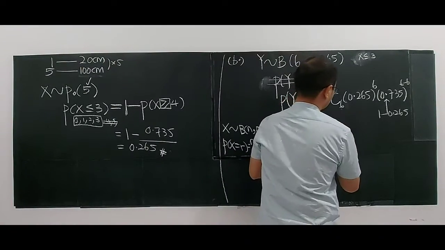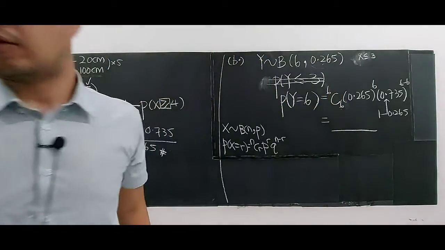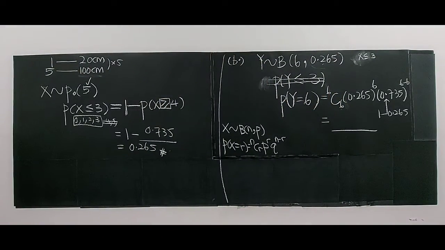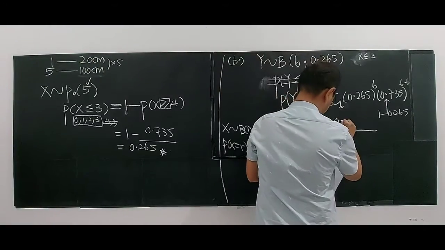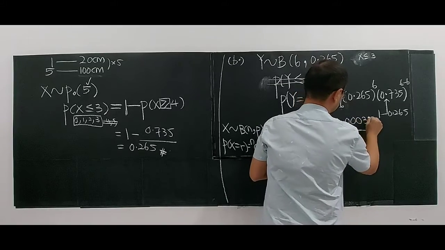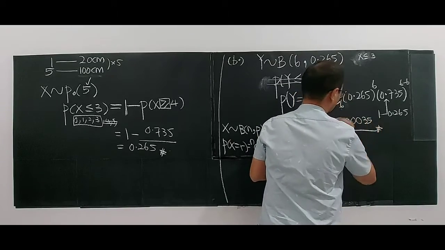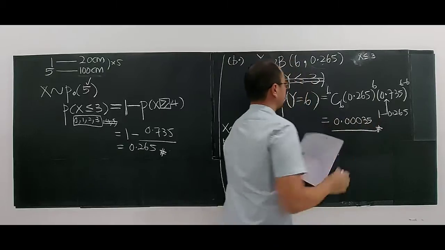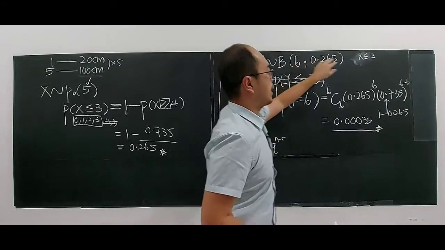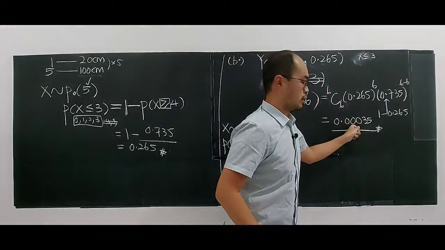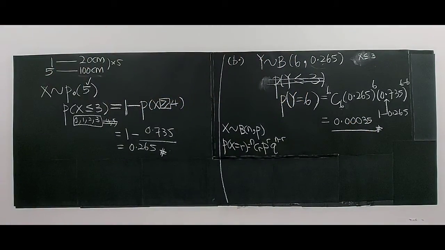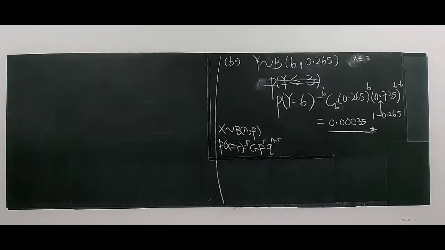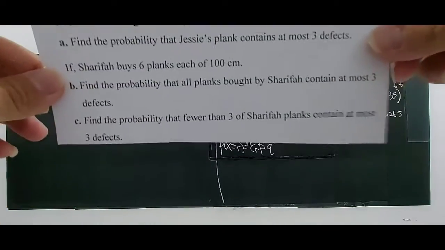So what is the answer? All right, let's calculate. After calculating, to two significant figures, I have 0.00035. The probability is very low, right? It's telling you that all 6 pun ada paling banyak 3 rosak. Okay, it's very low, right? Alright, very low probability here. So, alright, let's look at part C.